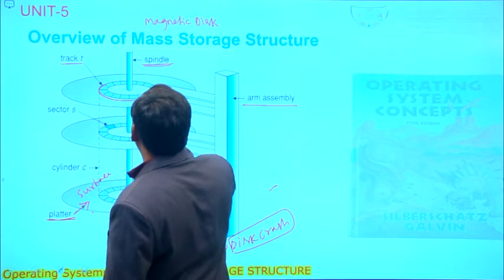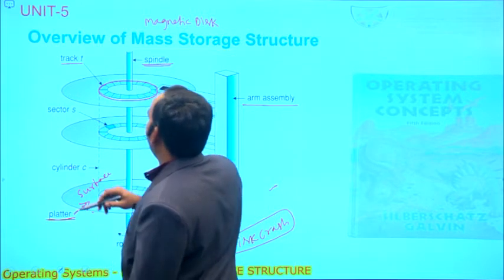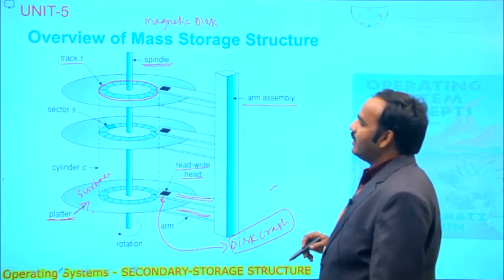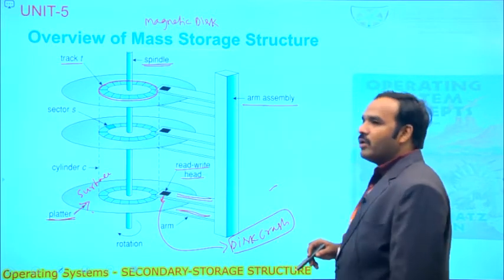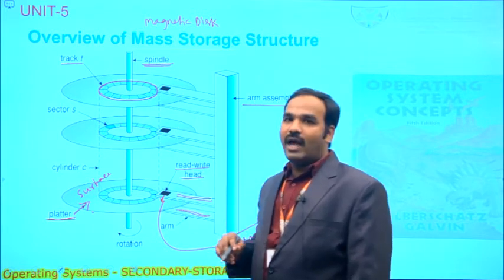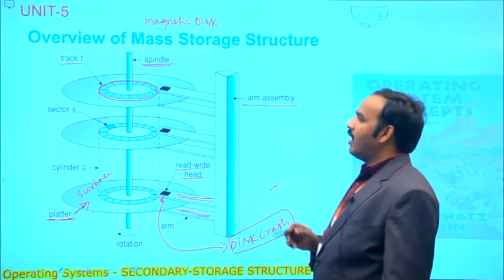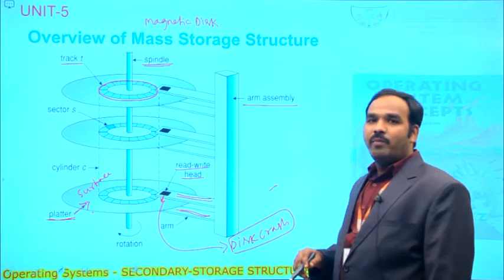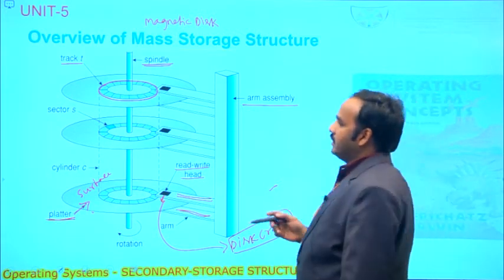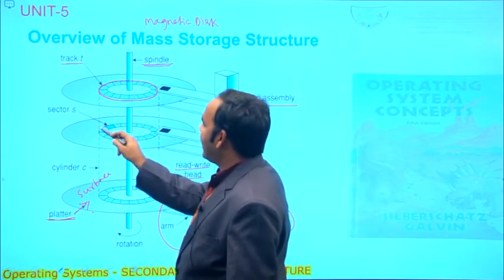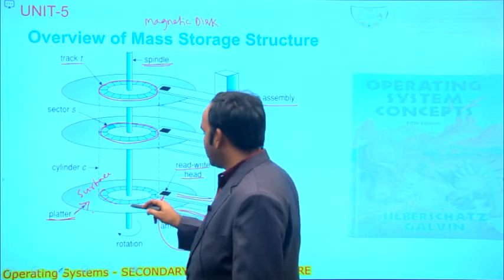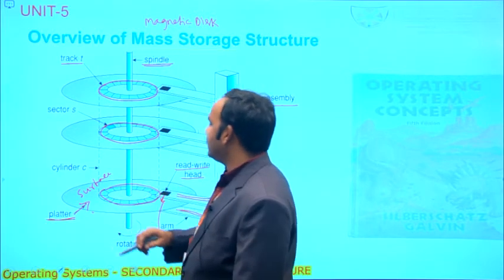This circular shape, our eye cannot see these tracks on the platter directly, but using a microscope you can see all these logical divisions. These are logical divisions actually. Our bare eyes cannot view them. So this is a track. You can see the circular shape here. This circular shape is a track.